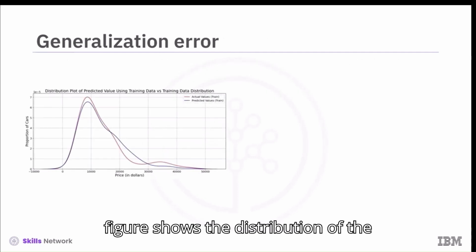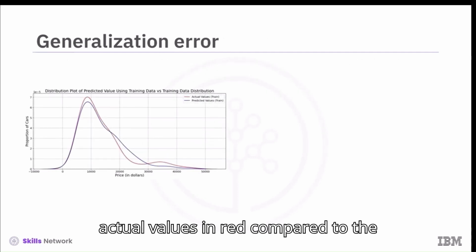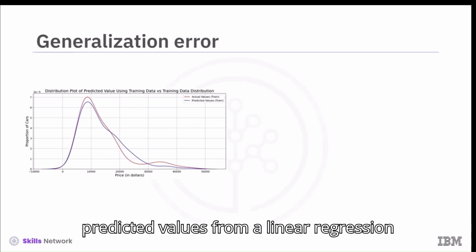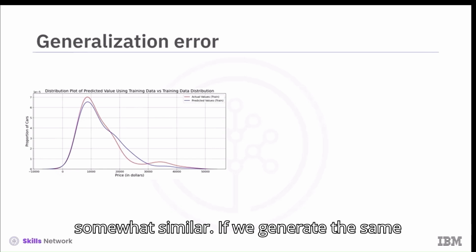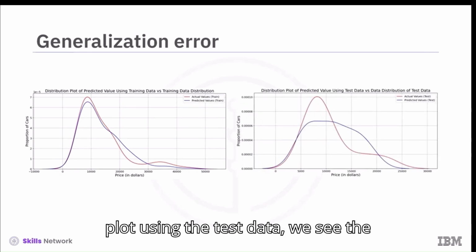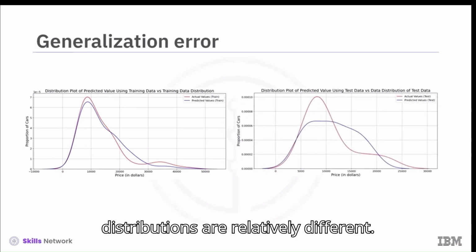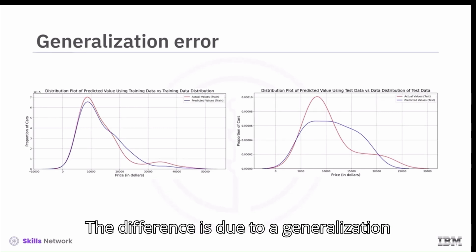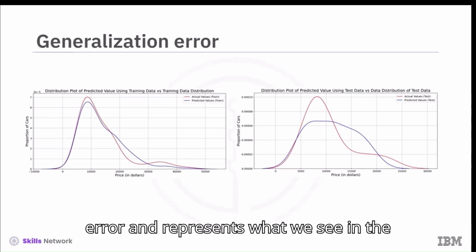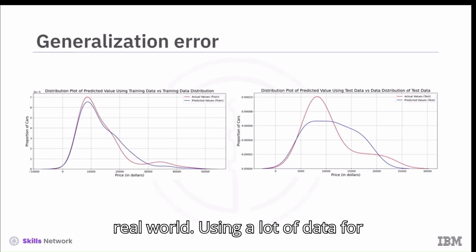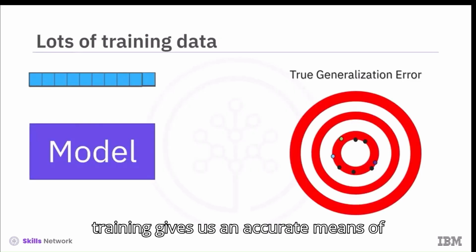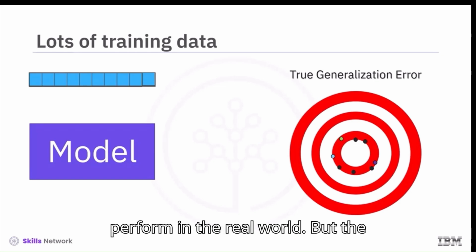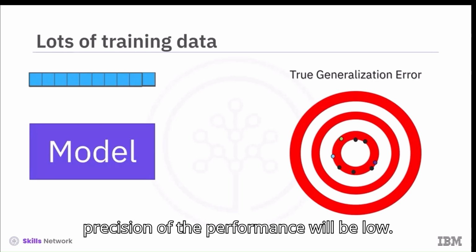This figure shows the distribution of the actual values in red compared to the predicted values from a linear regression in blue. We see the distributions are somewhat similar. If we generate the same plot using the test data, we see the distributions are relatively different. The difference is due to a generalization error and represents what we see in the real world. Using a lot of data for training gives us an accurate means of determining how well our model will perform in the real world. But the precision of the performance will be low.